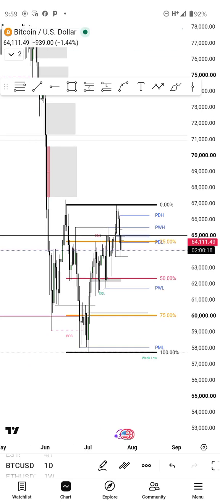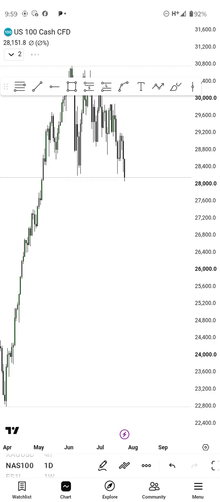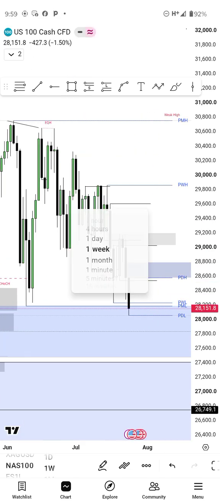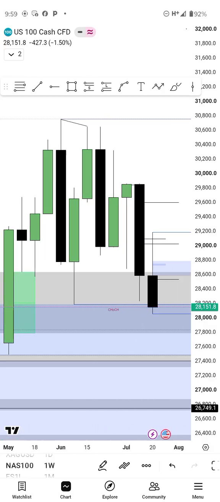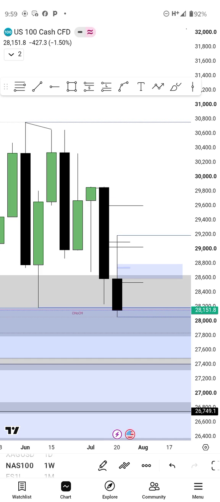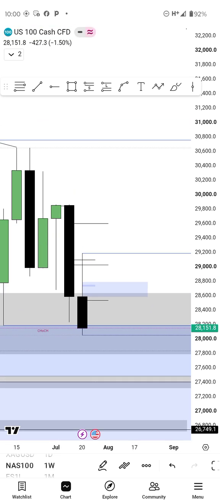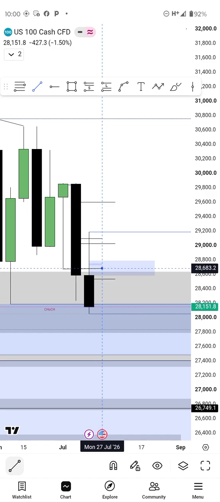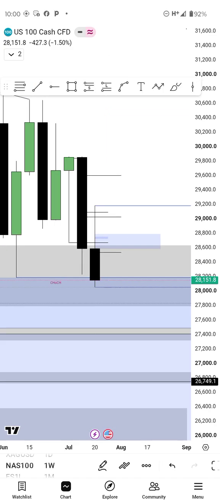So let's check on Nasdaq. Okay, Nasdaq is selling very aggressively. So Nasdaq on weekly time frame, we have closed below this. We have closed below it. So right now we have a market structure break.